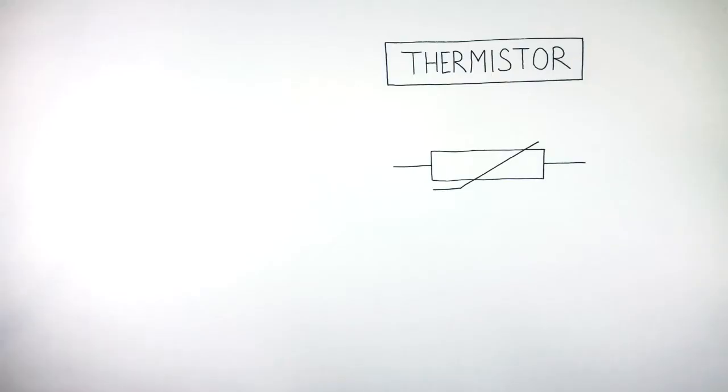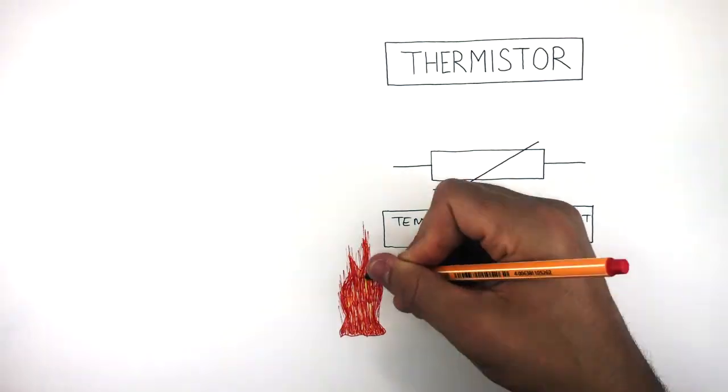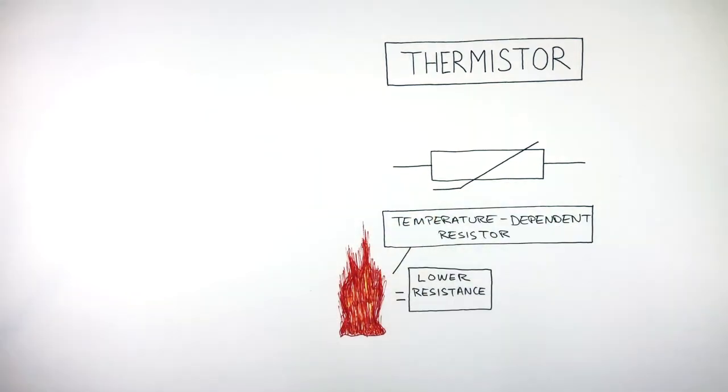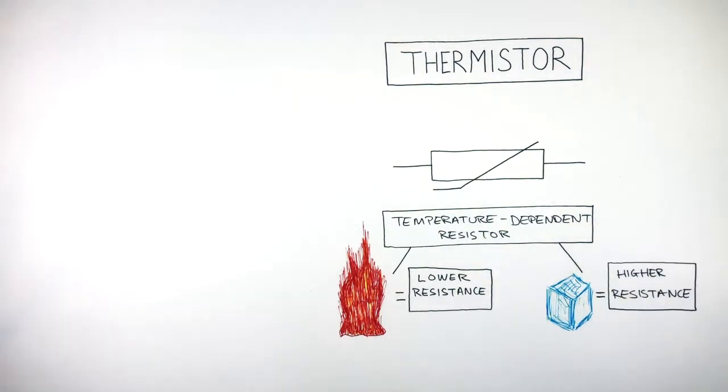A thermistor is a temperature-dependent resistor, so when there's a lot of heat, there is a lower resistance. The electric current is able to easily flow, and when it's cold, there is a higher resistance. The electric current struggles to flow.